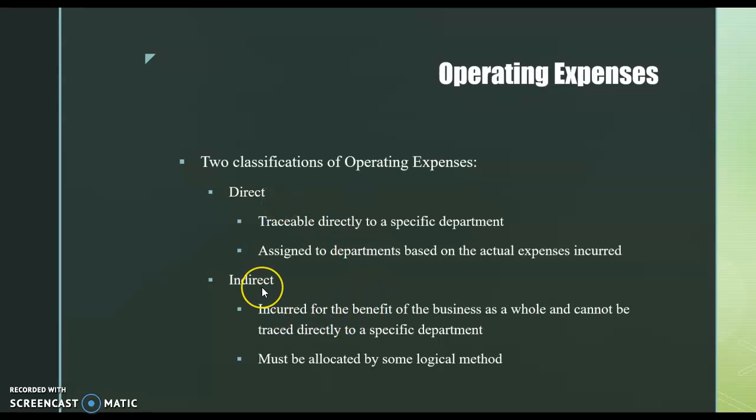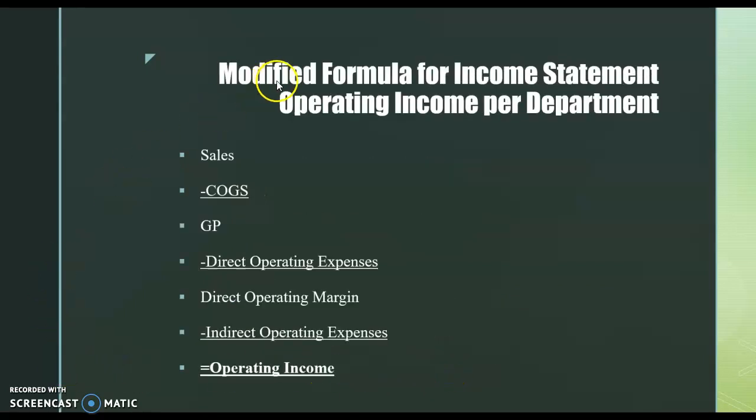Now then we have the indirect operating expenses. Those are the ones that are incurred for the benefit of the business as a whole. They cannot be traced directly to a specific department. We have to allocate them by some logical method. So here's our modified formula for that operating income per department as opposed to operating income for the whole store.